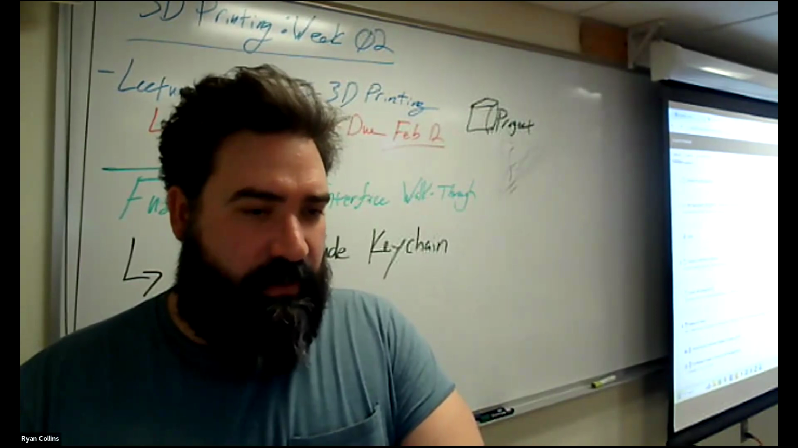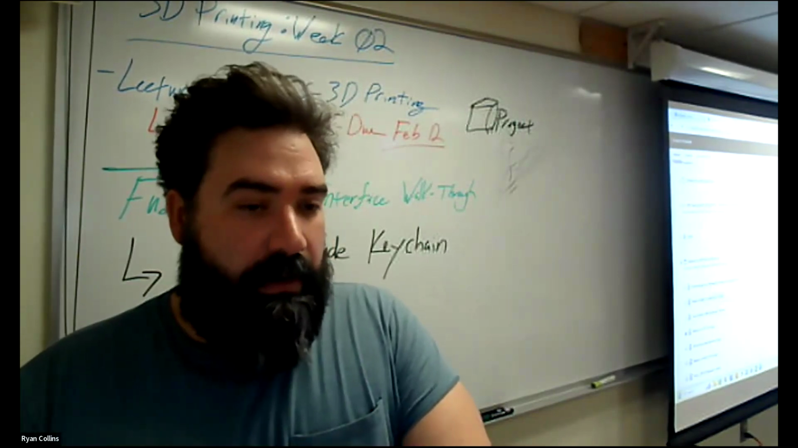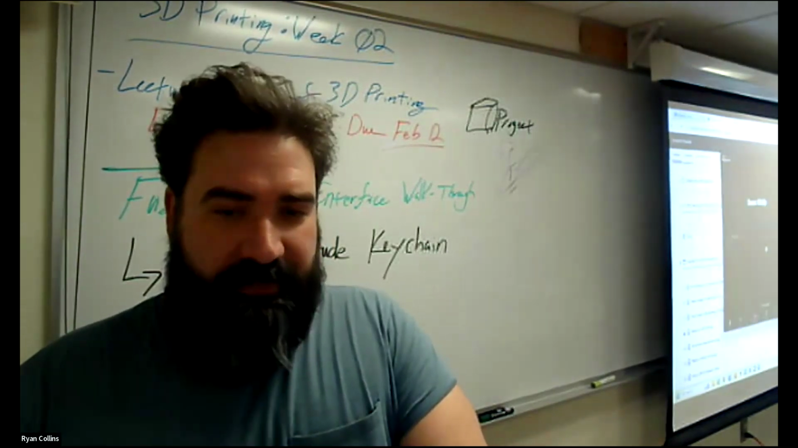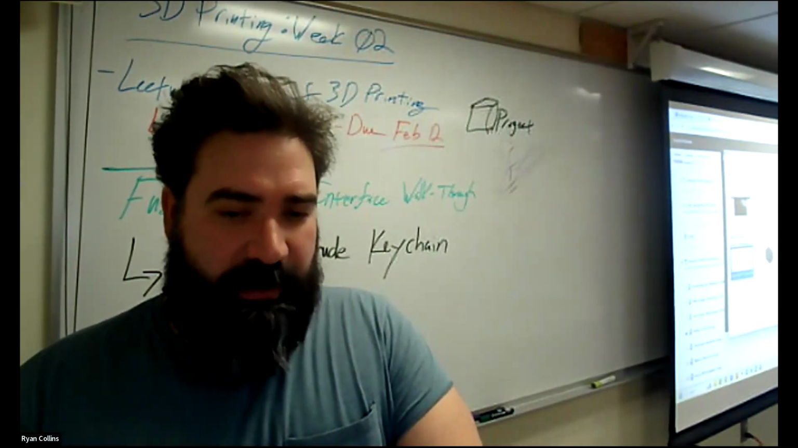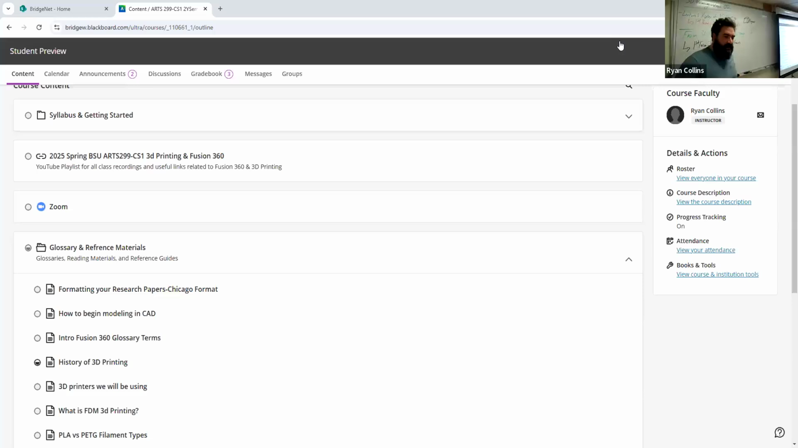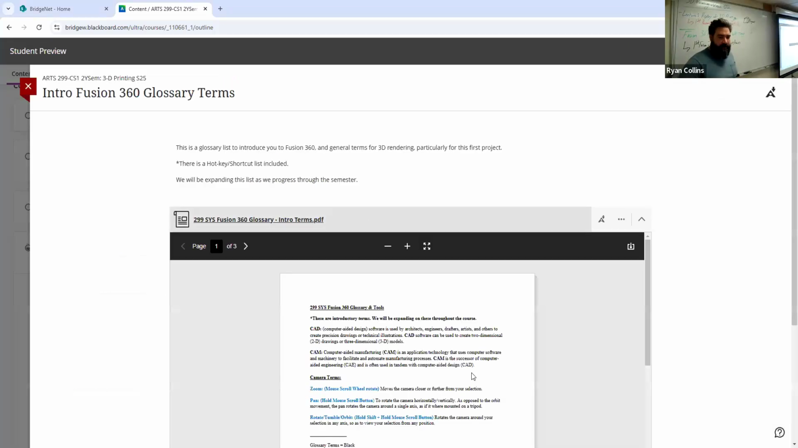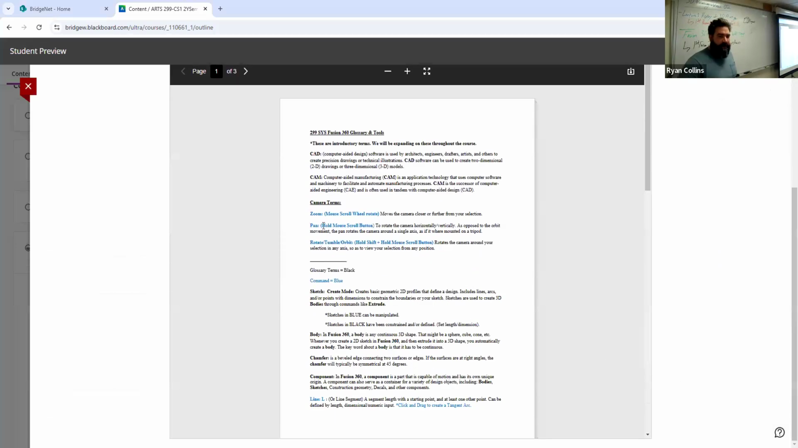and you can find the explanation stuff, like a quick reference guide, the third option down on Blackboard. Let me just open up the page here. There is an intro Fusion glossary. There's a whole bunch of terms here, a lot of stuff we've already talked about. But it will also have explanations for different tools.